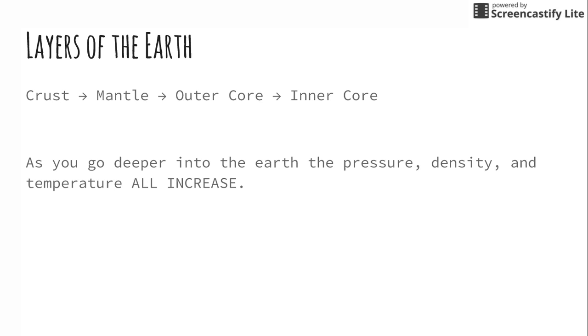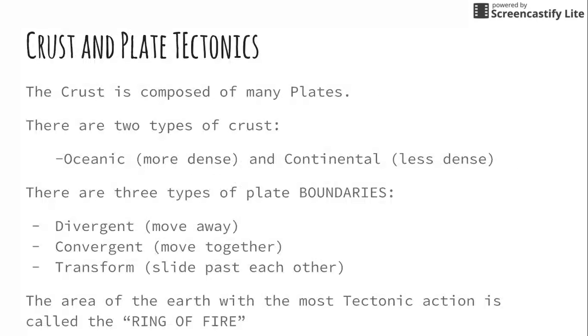As you go deeper into the Earth, the pressure, the density, and the temperature all increase. The crust is composed of many plates, and there are two types of crust. There's oceanic and there's continental. And the oceanic tends to be a little bit more dense than the continental.